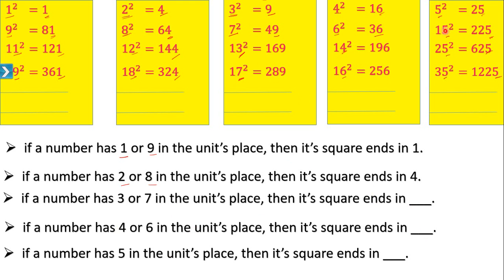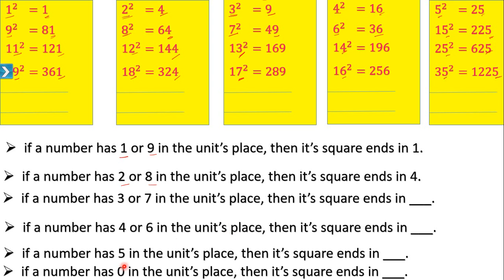If a number has 5 in the units place, then its square ends in dash. You have to fill the blank. Look at the fifth set of examples. Now if a number has 0 in the units place, then its square ends in dash. You have to write the answer.